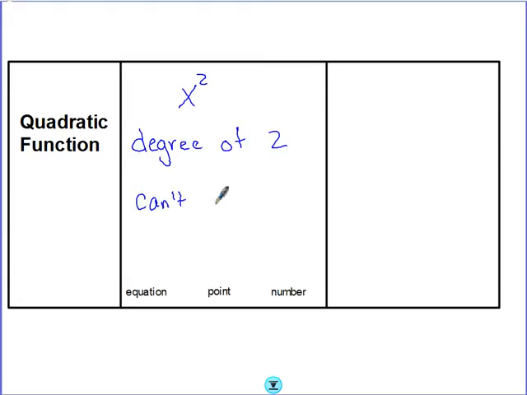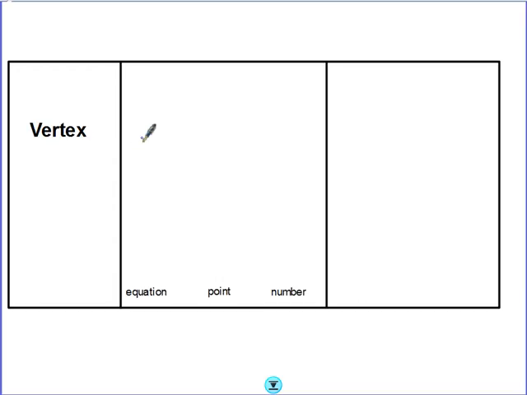Also, you should have noticed that you can't divide by a variable. Okay, so we can't have something like 4 over x squared. That would not be a quadratic function. The next word that you had to define was vertex.